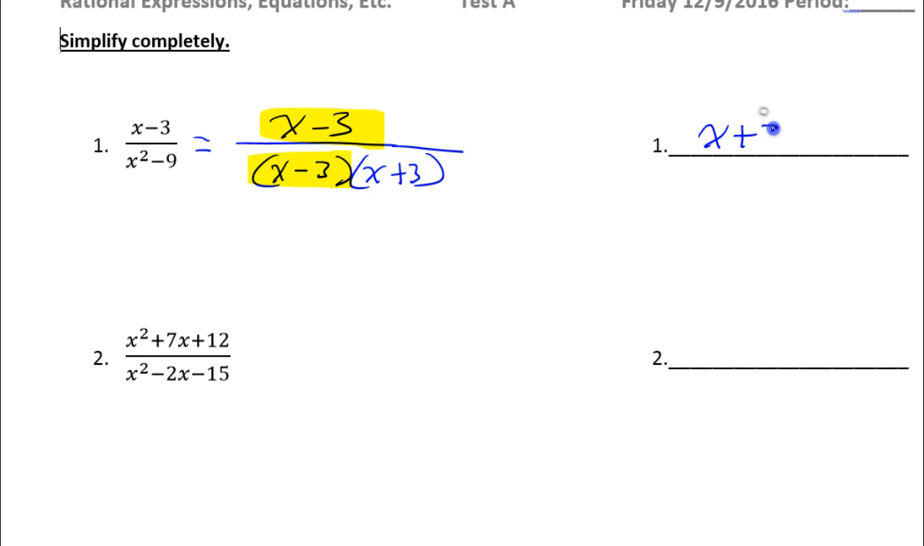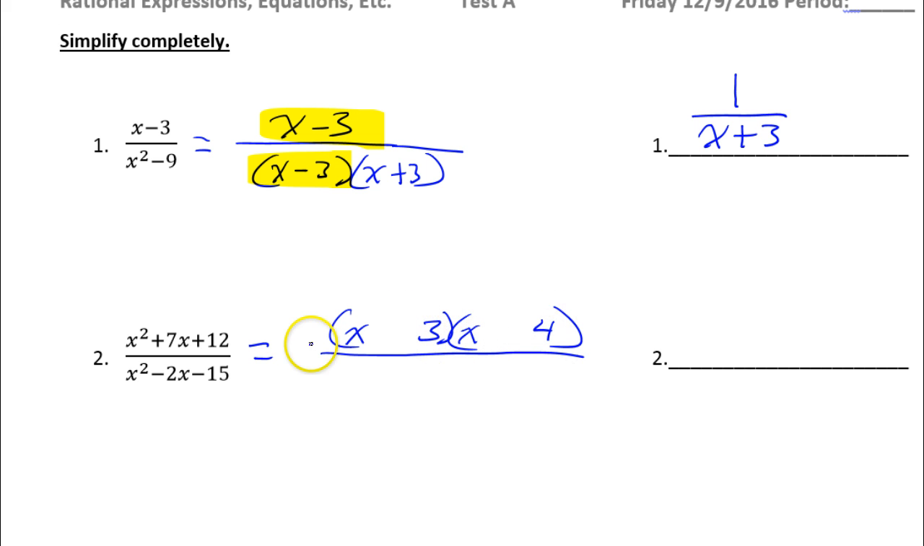But if I just put x plus 3, that's wrong. This x plus 3 is in the denominator, so I have to write 1 over x plus 3. Now let's factor this. So that'll be x squared can factor as x times x. 12, that's going to be 3 times 4. Inner plus outer equals middle, so that works out. So that's how that factors.